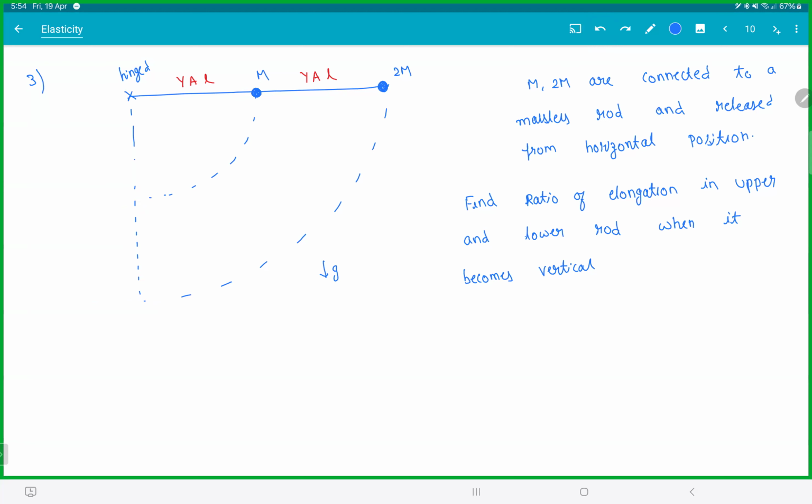Loss in potential energy is equal to gain in kinetic energy. Then draw an FBD, get the tension. The question is literally a work-energy and circular motion question. Once you get the tensions, you just have to put them in the formula. So delta L is TL by AY. Everything is the same, so delta L is proportional to T. Indirectly I asked you the ratio of tensions. Try, you've got a minute.